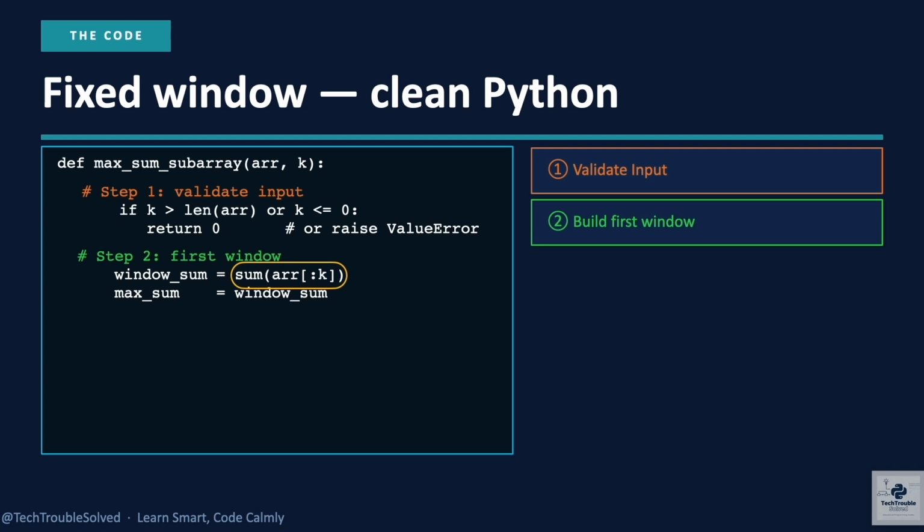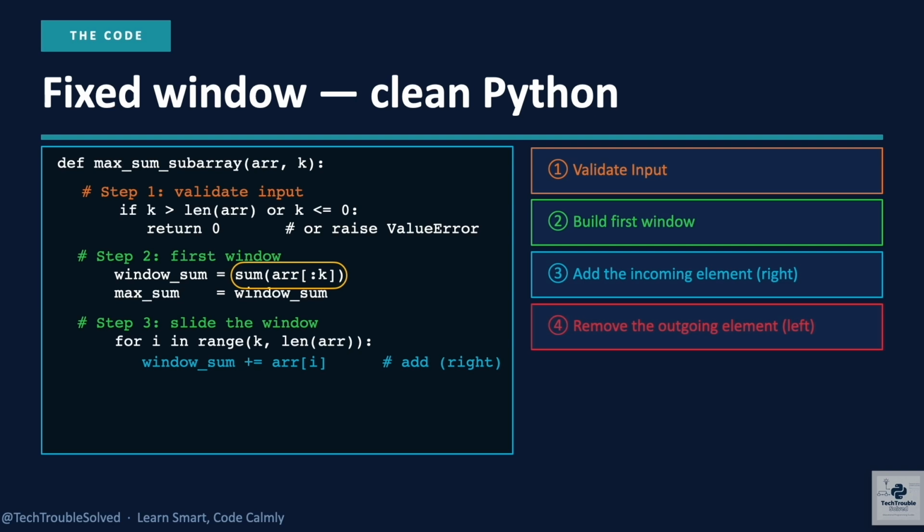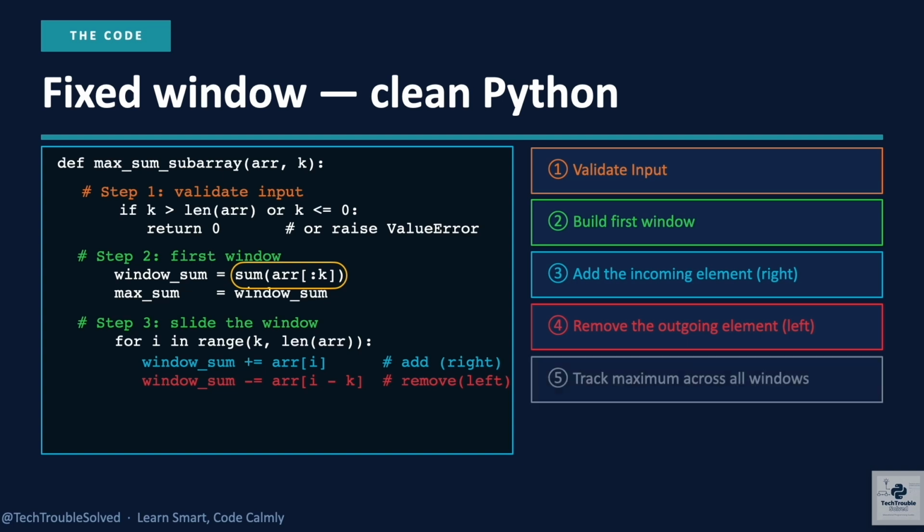We will see why this matters in the next slide. Step 3. Slide the window. We loop from index k to the end of the array. On every iteration, we do exactly two things. Add the incoming element on the right, arr[i], and remove the outgoing element on the left, arr[i minus k]. Then we update max sum.